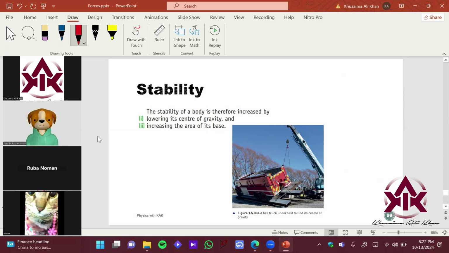But again, for increasing stability, it comes in your MCQs and your theory. You can just lower the center of gravity, or you can increase the area of its base. Either way would increase the stability, right?